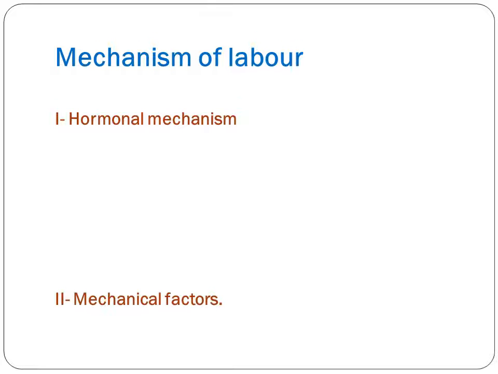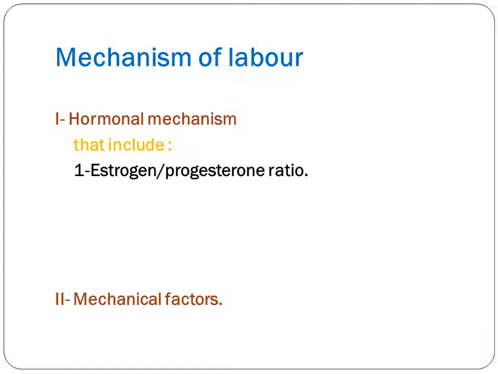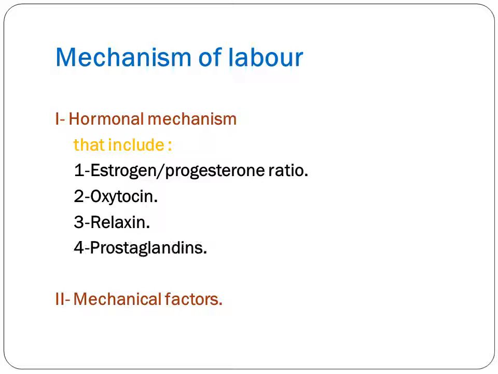What is the mechanism of labor? For labor to occur, we have two main mechanisms. The first one is the hormonal mechanism, and the second one is the mechanical factors. Regarding the hormonal mechanism, it includes the estrogen-progesterone ratio, oxytocin, relaxin, and prostaglandins.